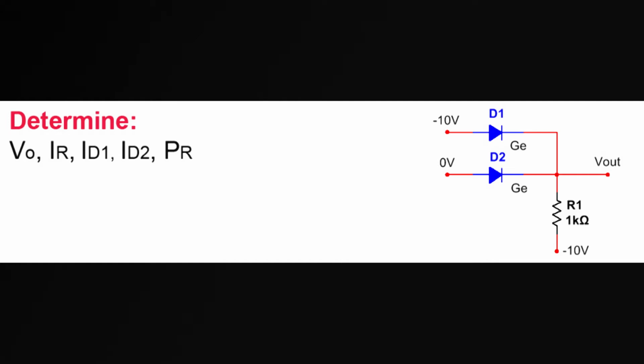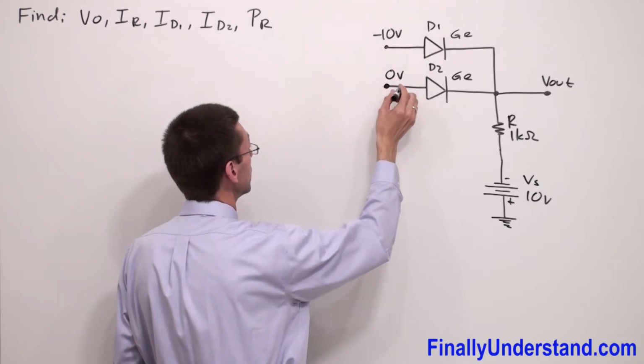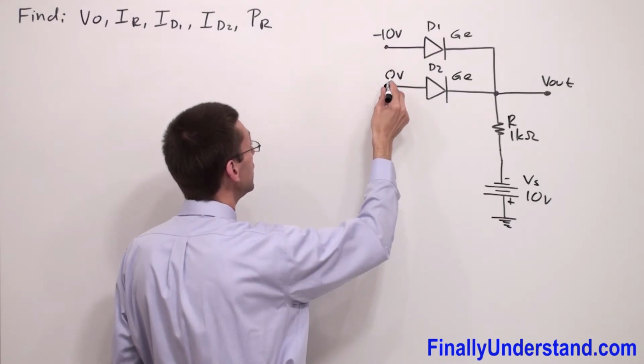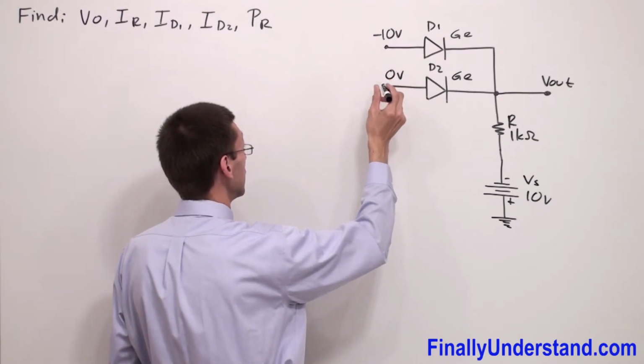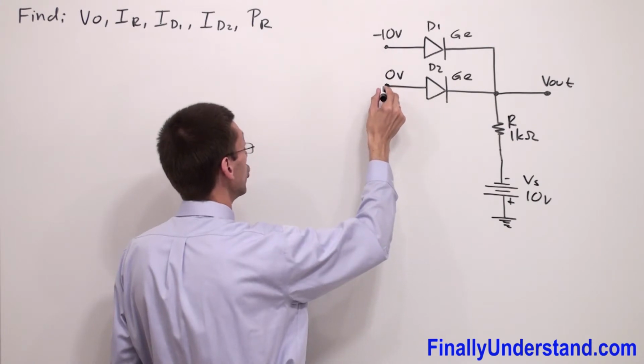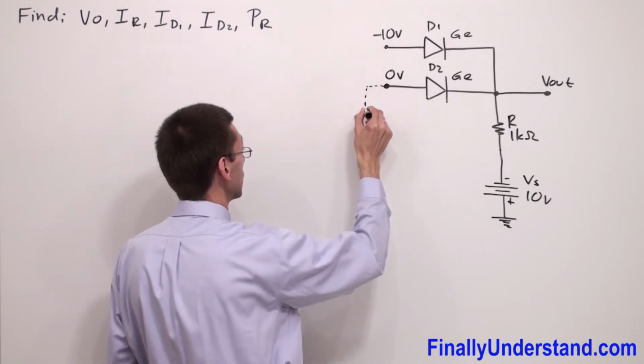Let's take a look at this example. Again, before we start our analysis, we're supposed to redraw the circuit. So one more time. Anytime we have 0 next to the input, this is the input terminal.